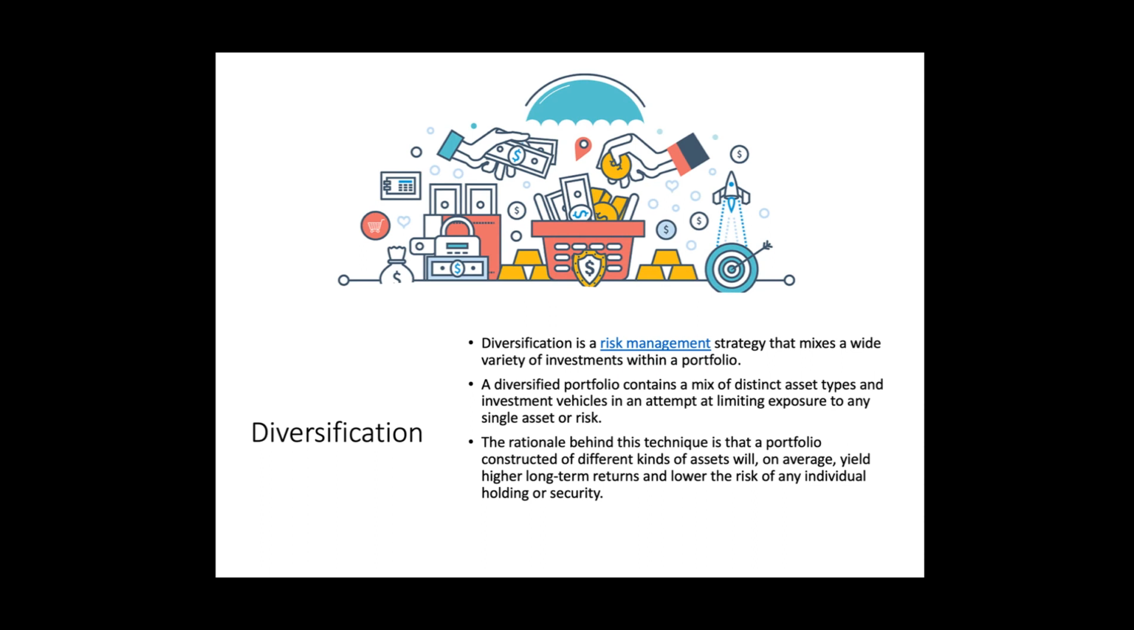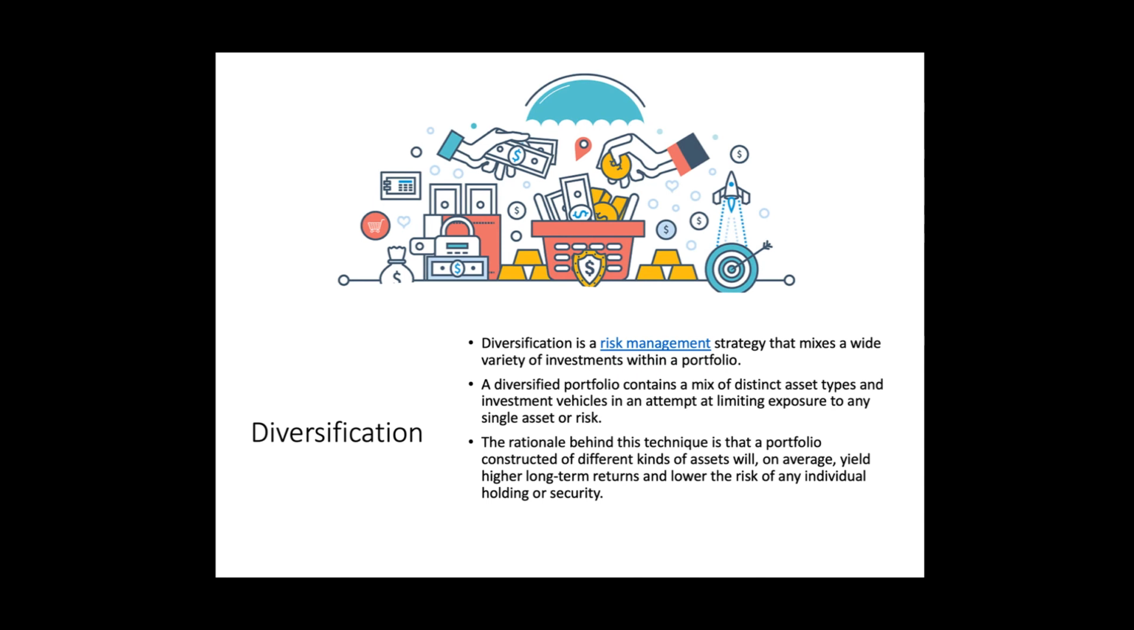The rationale behind this technique is that a portfolio constructed of different kinds of assets will, on average, yield higher long-term returns and lower the risk of any individual particular holding or security, or in this case, business unit. What does this mean in plain English? Here's what it means. Let's say that you're thinking of buying some stocks, and you decide to buy 100 shares of stock in Amazon.com. Everyone says Amazon's a great company. You're going to own 100 shares of stock in Amazon.com. That's wonderful. That's really great. That's awesome, and it'll probably perform well for you.